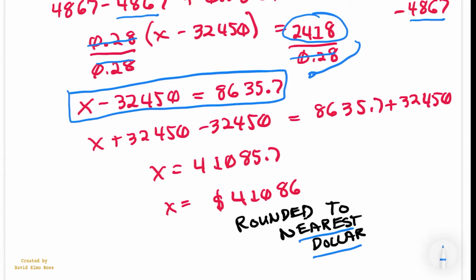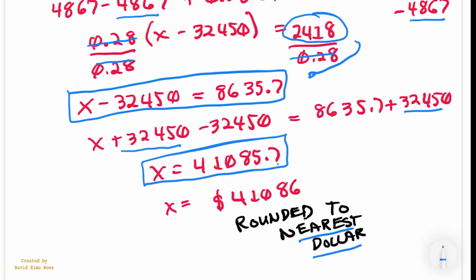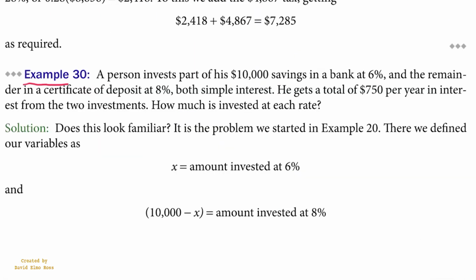Let's carry a little bit more accuracy. So if we add 32450 to both sides, then that's going to give us X is this to 0.7. We take the 0.7, we round this up, and our final answer, therefore, is going to be $41,086 to the nearest dollar. Well, let's take a look at example 30 here.